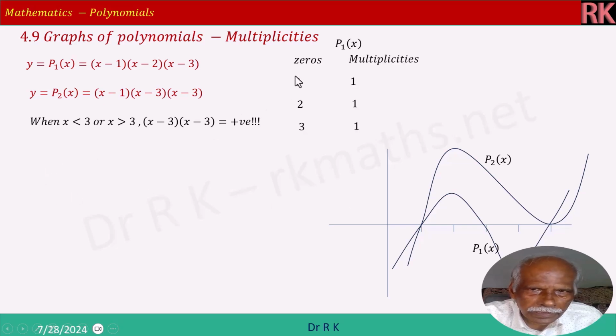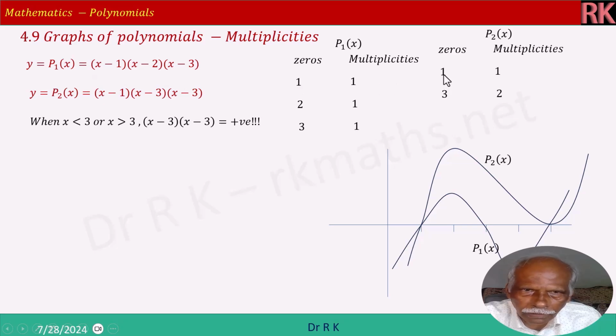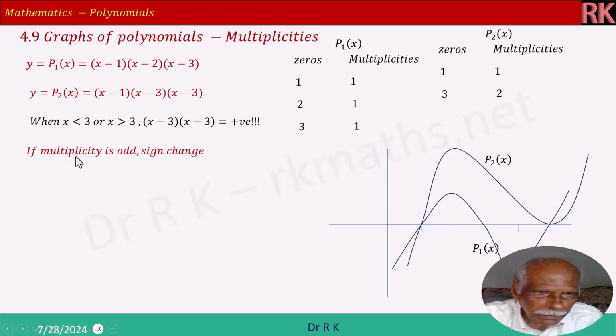So the zeros 1, 2 and 3 each have multiplicity 1 for the function P1(x). For the function P2(x), it is 1 for the zero at 1, and 2 for the zero at 3. And therefore P2 is behaving like this. Because the multiplicity is even here, quadratic behavior. Multiplicity is 1 here, so linear behavior. Now you will be able to see the difference in characteristics of P1(x) and P2(x). If the multiplicity is odd, the sign changes. If the multiplicity is even, the sign remains the same.